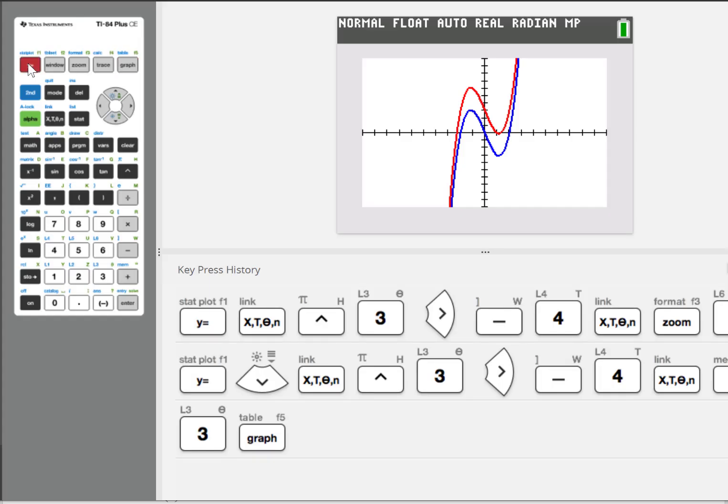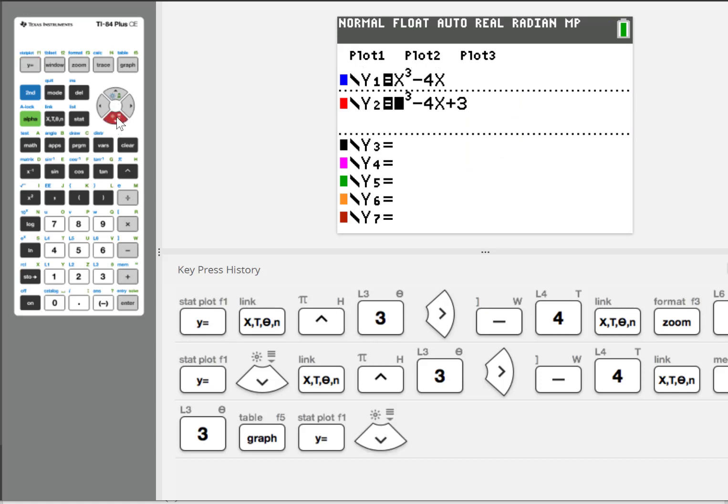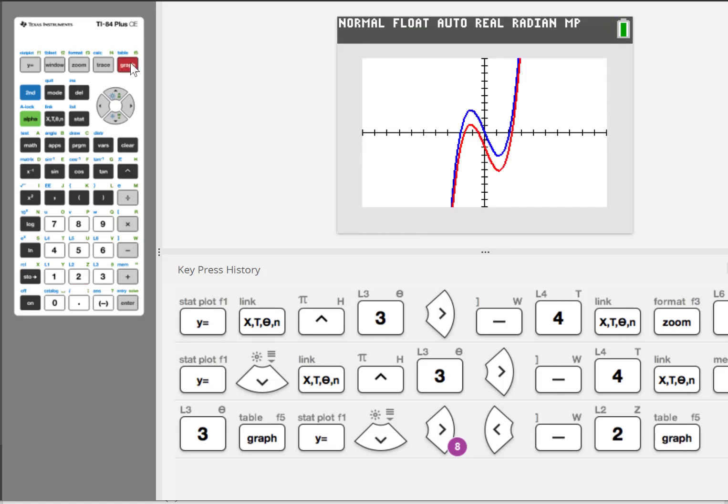So I'll head back to the y equals, go down to that second line, and I don't need to retype the whole thing. Let me just change the ending here to minus 2. Again, the new graph will come up in red, and I'm sure you're not surprised. It looks like now the blue graph has simply shifted down.